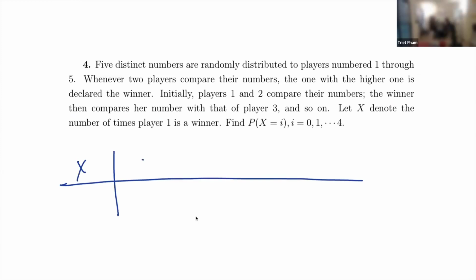So the possible values X can take have been listed out for you, as 0 to 4. Again, just try to verify that that's indeed the case. That's the support of the random variable.